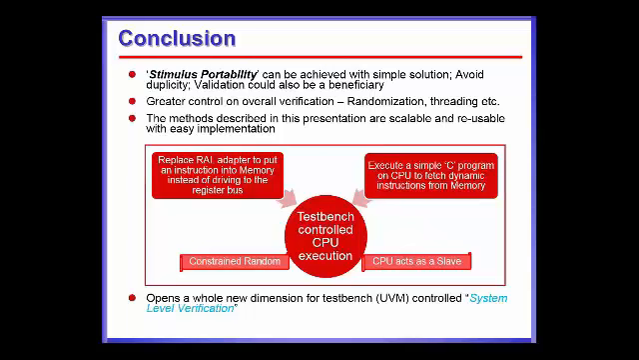We were able to achieve reuse of IP sequences at SoC or subsystem level, and we get greater control in terms of randomization and threading that UVM and SystemVerilog provide. And again, the methods are scalable, as I told you earlier, and it opens a whole new dimension for testbench-controlled system level verification, I would say. This is just one example that we have quoted, but because we can now randomize and control everything from the testbench, the opportunities would be immense.